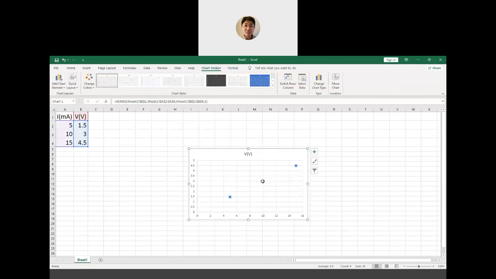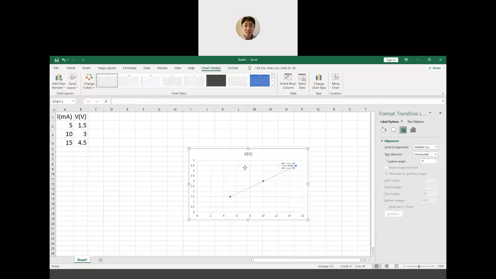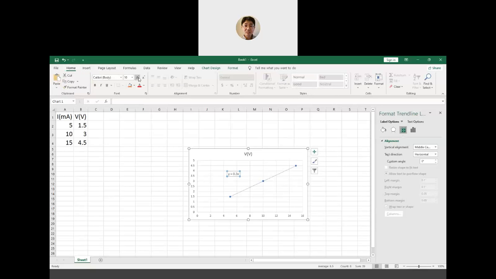We have to find the trend line for fitting. For fitting, we have to add a trend line. That must be linear. Also important, you have to check the box display equation on chart. This equation is important. The 0.3 is the slope of this graph. This is y equals 0.3x. That is the slope of this graph.